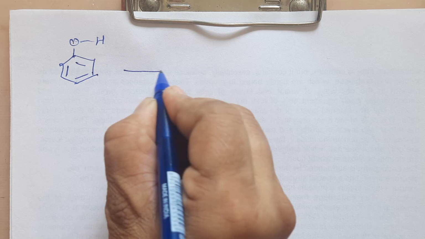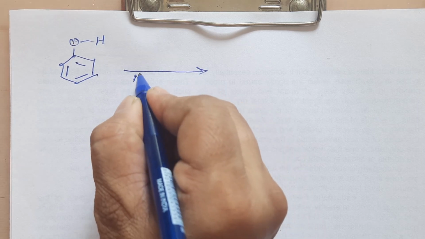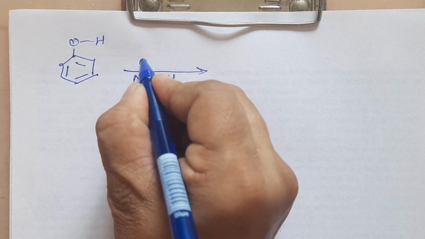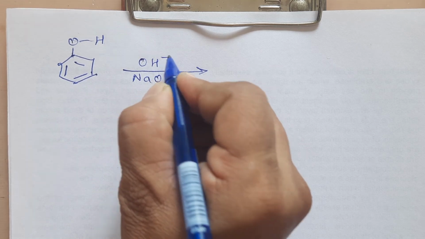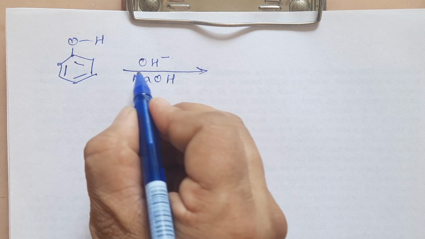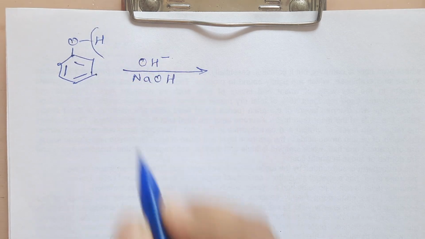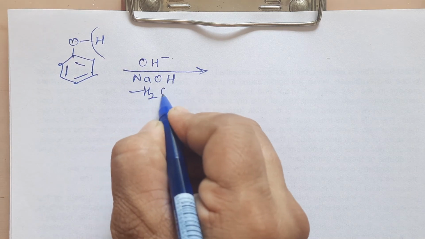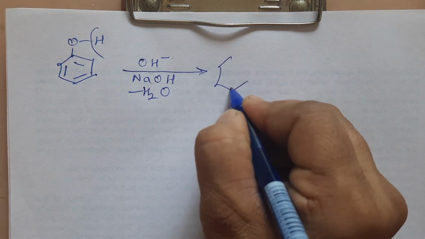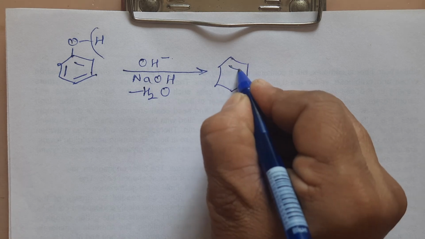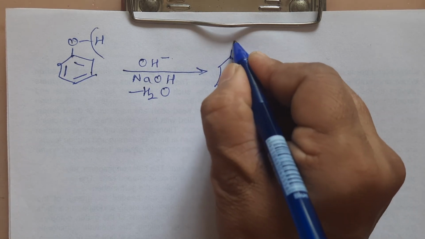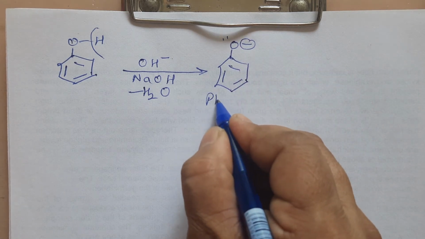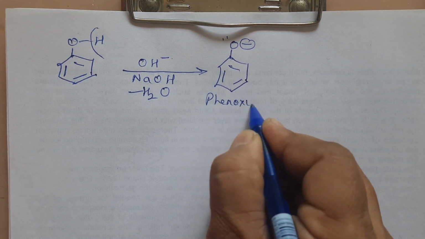We have taken the reaction in the presence of base, aqueous NaOH. So this will give you OH minus. Same way as we did in Reimer-Tiemann, this OH minus will take away this H. When this goes away, it will form water, and what you are left over with is a phenoxide ion, with one lone pair here and a negative charge. What you get is phenoxide ion.